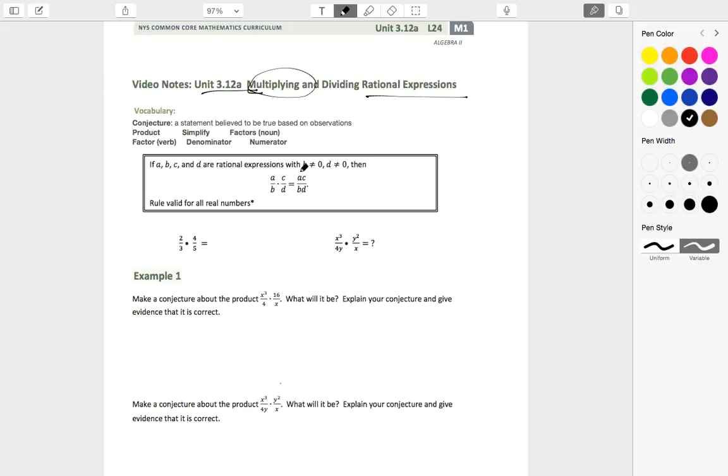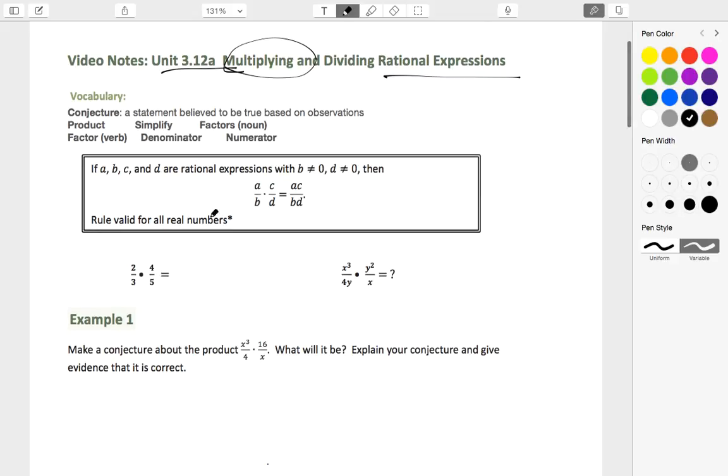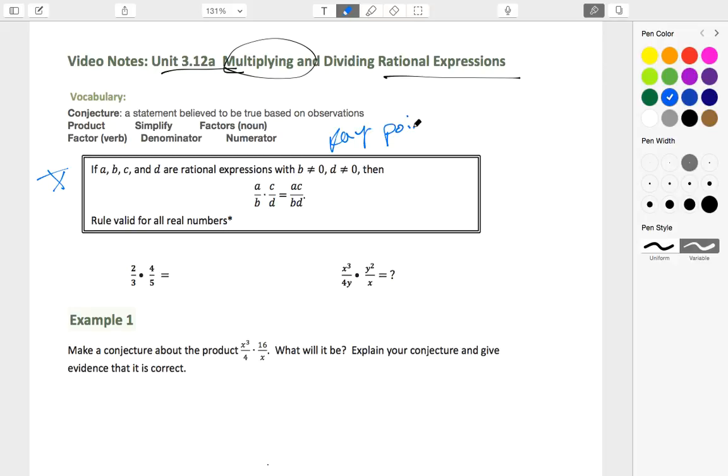Okay. The vocabulary that we're going to talk about in this video are conjecture, product, factor, simplified, denominator, factors, and numerator. Okay, and here we go. So this special rule right here, I want you all to write this in your notes as a key point. Okay, and all this basically means when we multiply two fractions together, we will get a product for the numerator and the denominator, and then we would need to simplify.